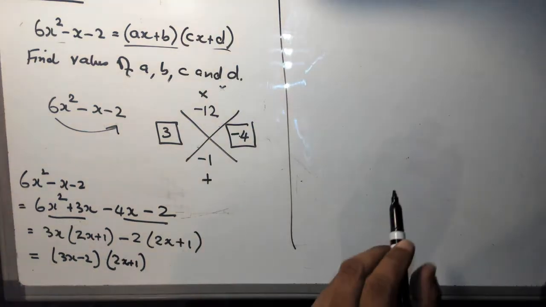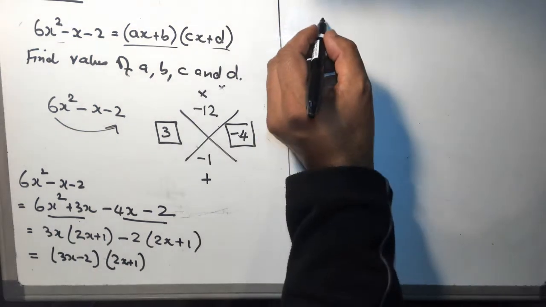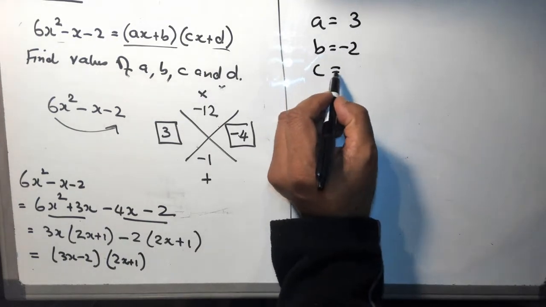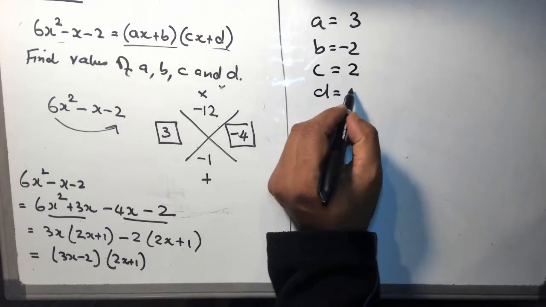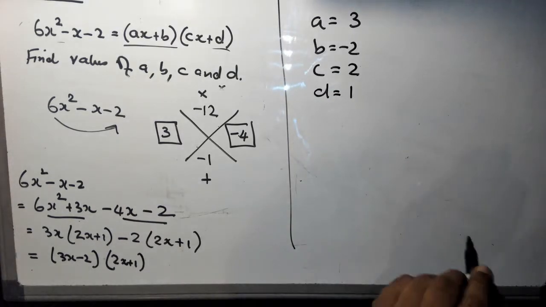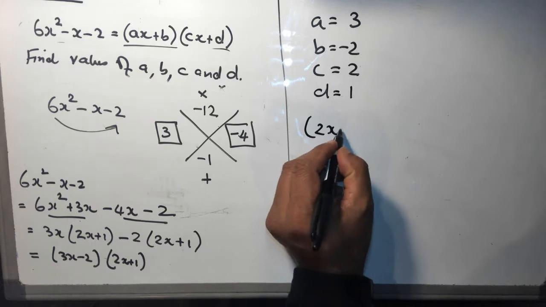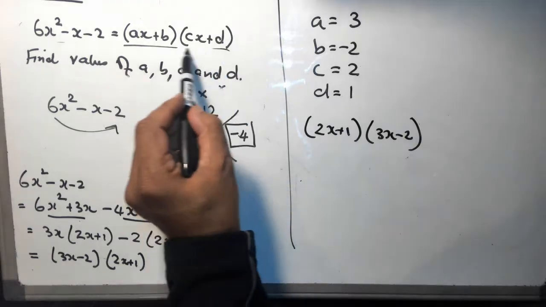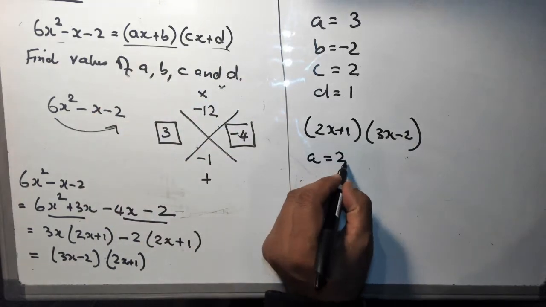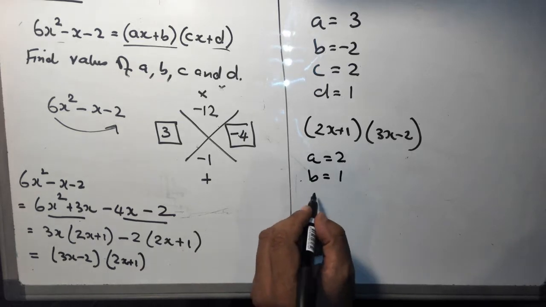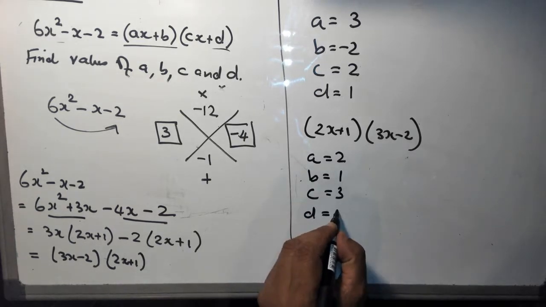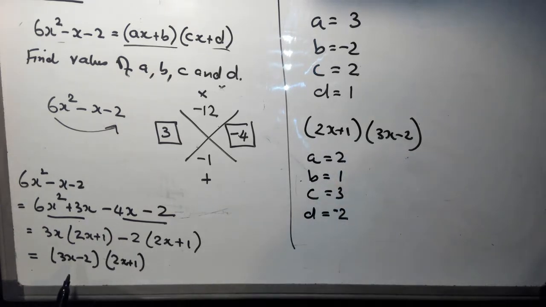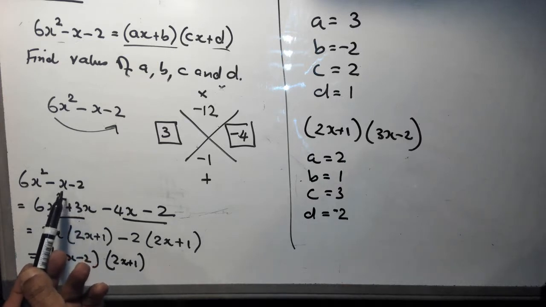So now I can say what my a, b, c and d are. a is equal to 3, b is equal to negative 2, c is equal to 2, and d is equal to 1. Let's say if you had written your factors as (2x plus 1) and (3x minus 2), then you will write your a as 2, b is equal to 1, c is equal to 3, and d is equal to negative 2. Remember, these two sets of factors will multiply out to give you the same quadratic, which is 6x squared minus x minus 2.